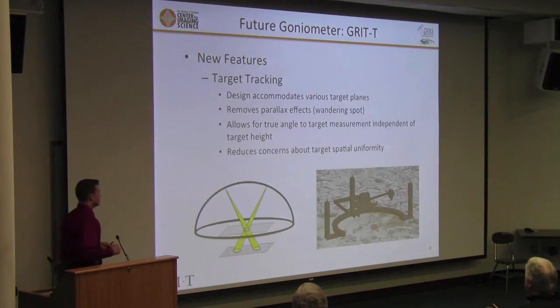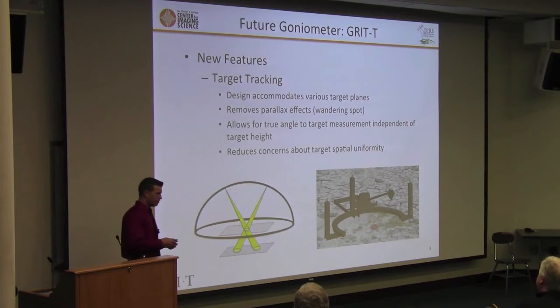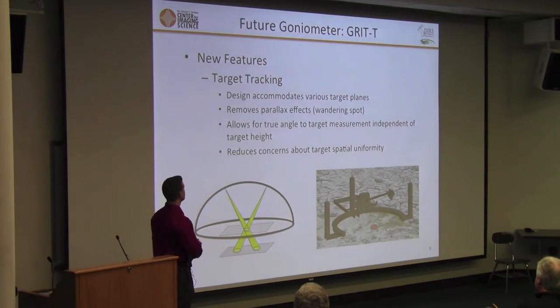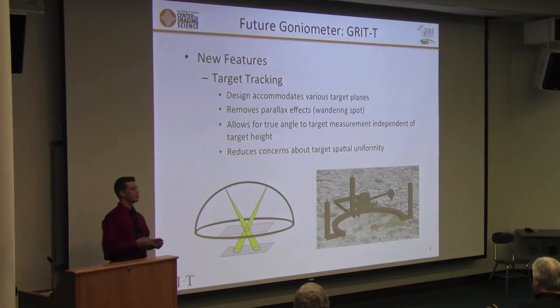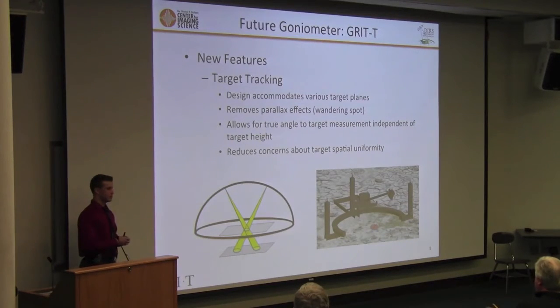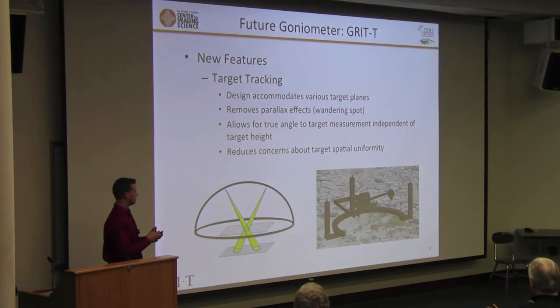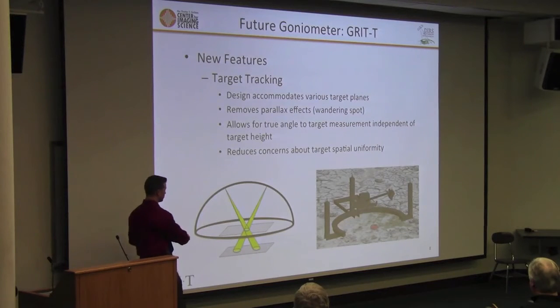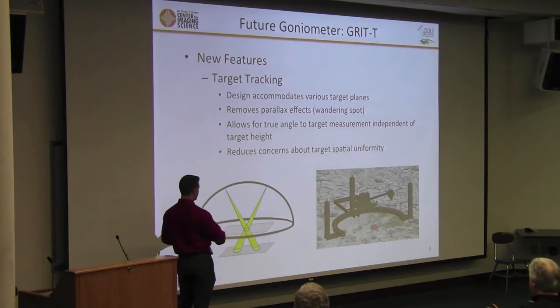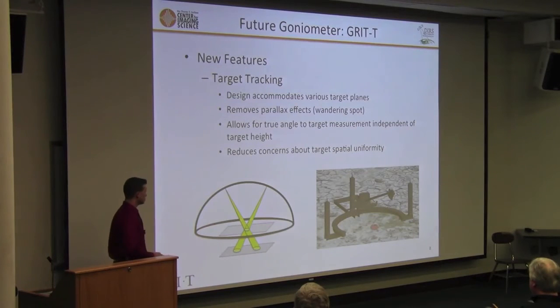So the next thing are the new features. So this is a big one. That's why it's first. Target tracking is really important, and it might seem a little obvious at first, but a lot of goniometers have a very difficult time with this because they're typically made out of circles, right? So we have circular frames that basically have a set target plane. So right here, you notice that the target plane of this notional device is set, and it's exactly at the bottom of the frame. It can't be moved.